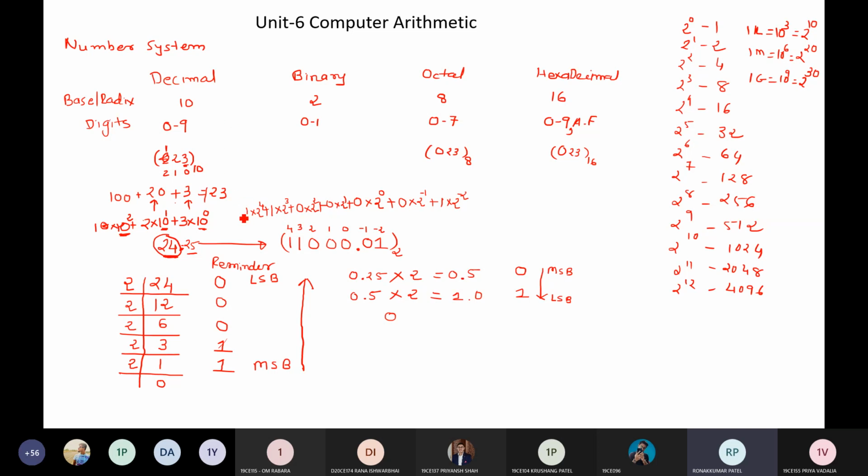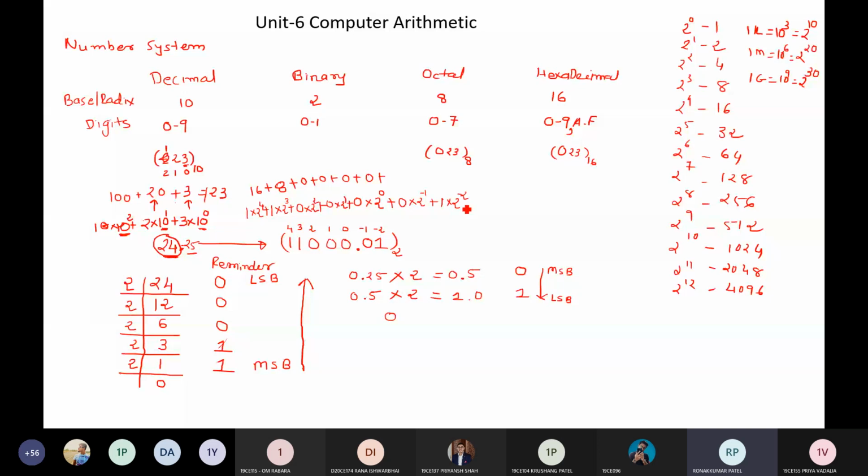Okay, now 1 multiplied by 2 raised to 4. 2 raised to 4 is 16. 16 multiplied by 1 is 16. Plus 1 multiplied by 2 raised to 3. 2 raised to 3 is 8. 8 multiplied by 1 is 8. Plus 0 multiplied by 2 raised to 2. Multiply anything by 0, you will get 0. Plus 0 multiplied by 2 raised to 1, 0 only will be obtained. 0 multiplied by 2 raised to 0. Plus 0 multiplied by 2 raised to -1, 0, plus 1 into 2 raised to minus 2.